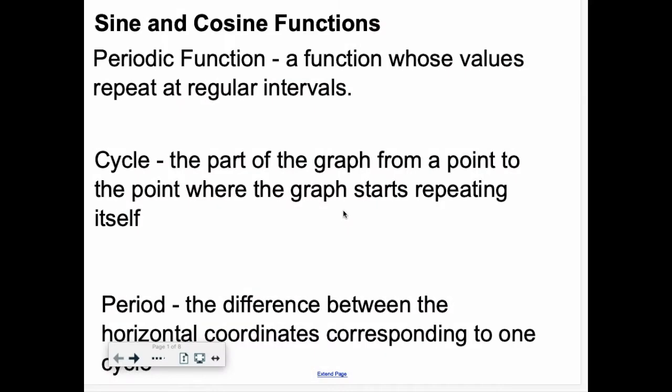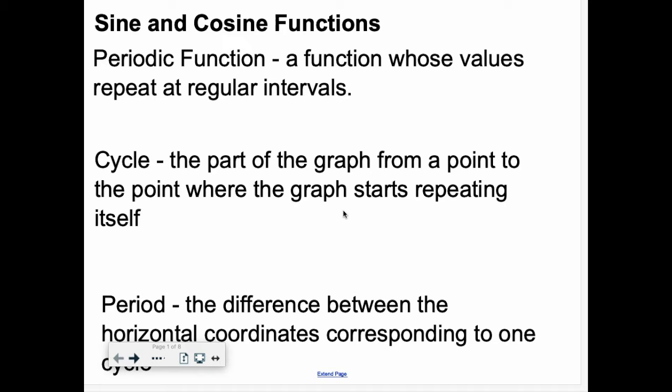So we're going to talk about sine and cosine functions today. You've read the chapter. We're just going to clarify a few things. So a periodic function repeats at regular intervals. There's a pattern to it. It's not like the other functions where they kind of just go off on their own in one direction. Like once a parabola does one u, it's not going to do a second u. These are going to repeat.